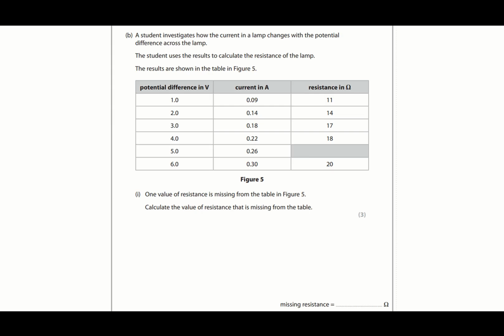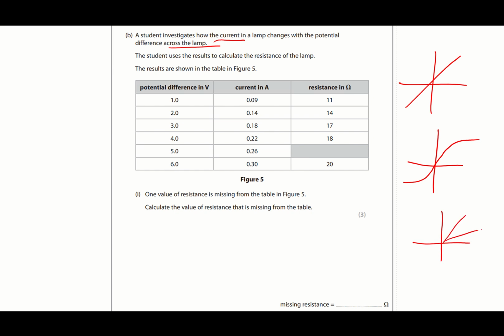So a student investigates the current and the potential difference in a lamp. So you did this. Hopefully you'll remember me making you dance all the different shapes. There we go, hot, hot and cold. So we looked at all those voltage-current graphs and we've got this as a table. It might even ask us to plot a graph, we'll see. So students use the results to calculate the resistance and we've got current.